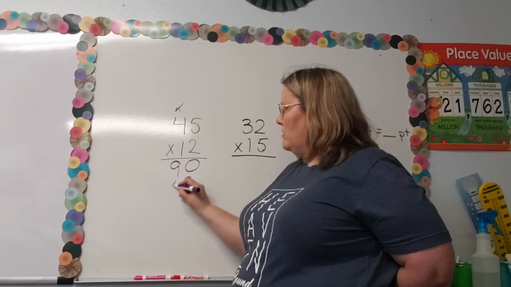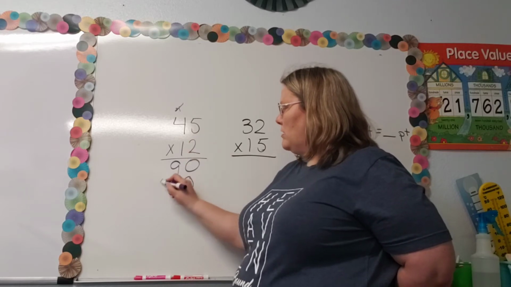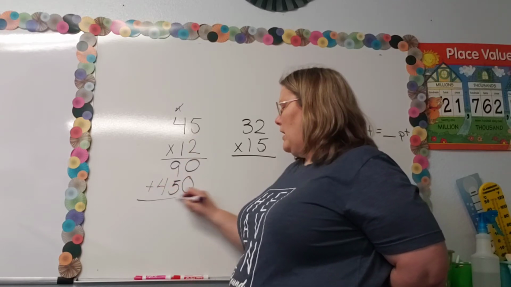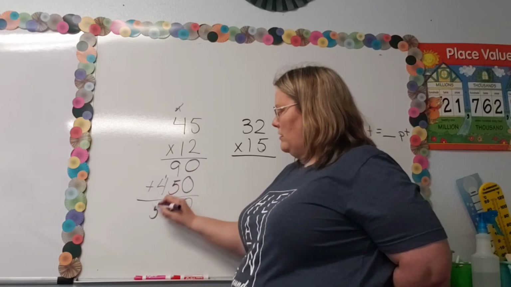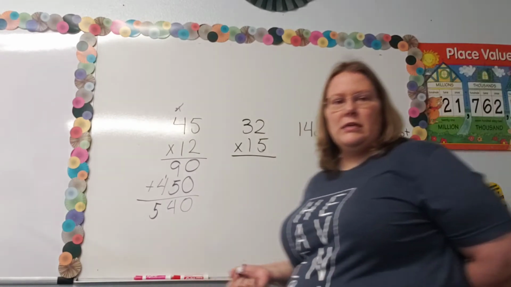1 times 5 is 5. 4 times 1 is 4. Then we're going to add. Remember, whenever you carry here, you just put it right down there. Okay, let's look at the next one.